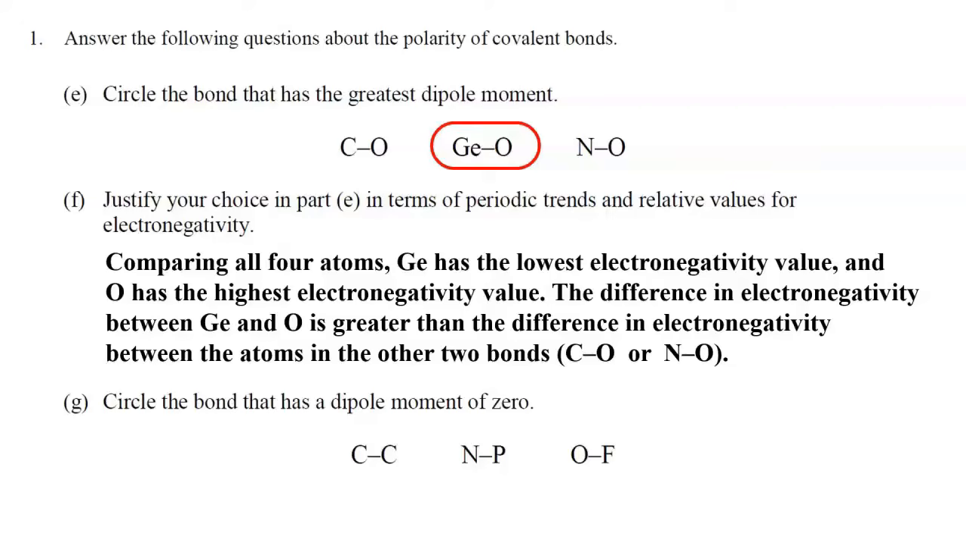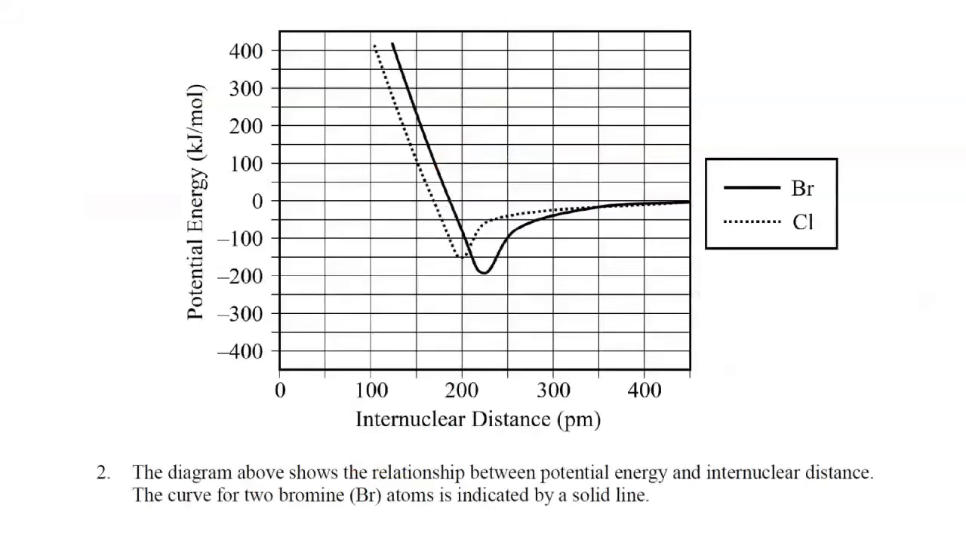If a bond is formed between identical atoms, then the difference in electronegativity would be 0. So the correct answer is the bond between two carbon atoms. All right, let's move on to question 2.